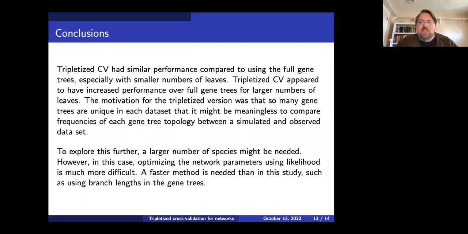Yeah, so in conclusion, the tripletized cross-validation had similar performance to using full gene trees, at least with a smaller number of leaves, slightly better performance with larger numbers of leaves, and it also runs faster, just computationally. But my main motivation for thinking about it is this problem that you can easily have data sets where all the gene trees are unique.